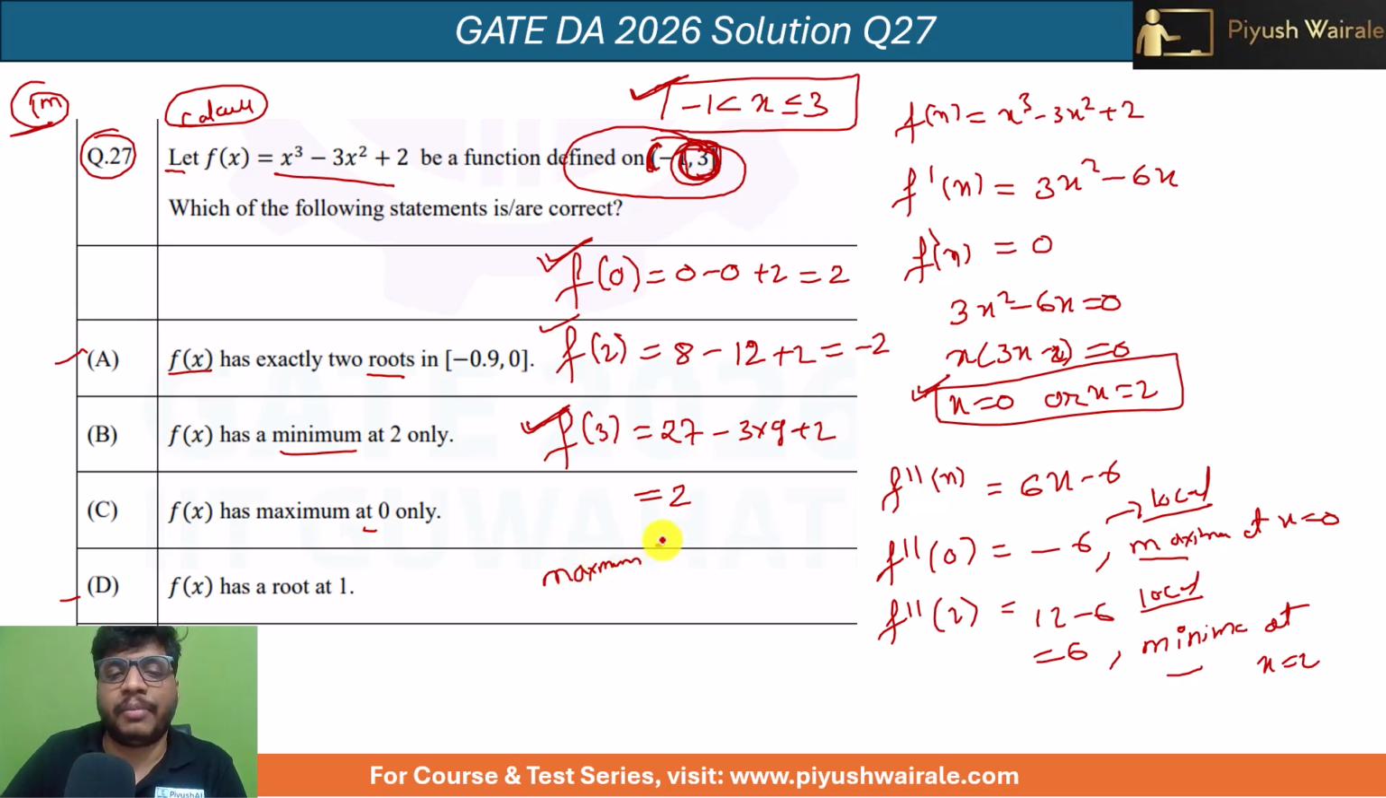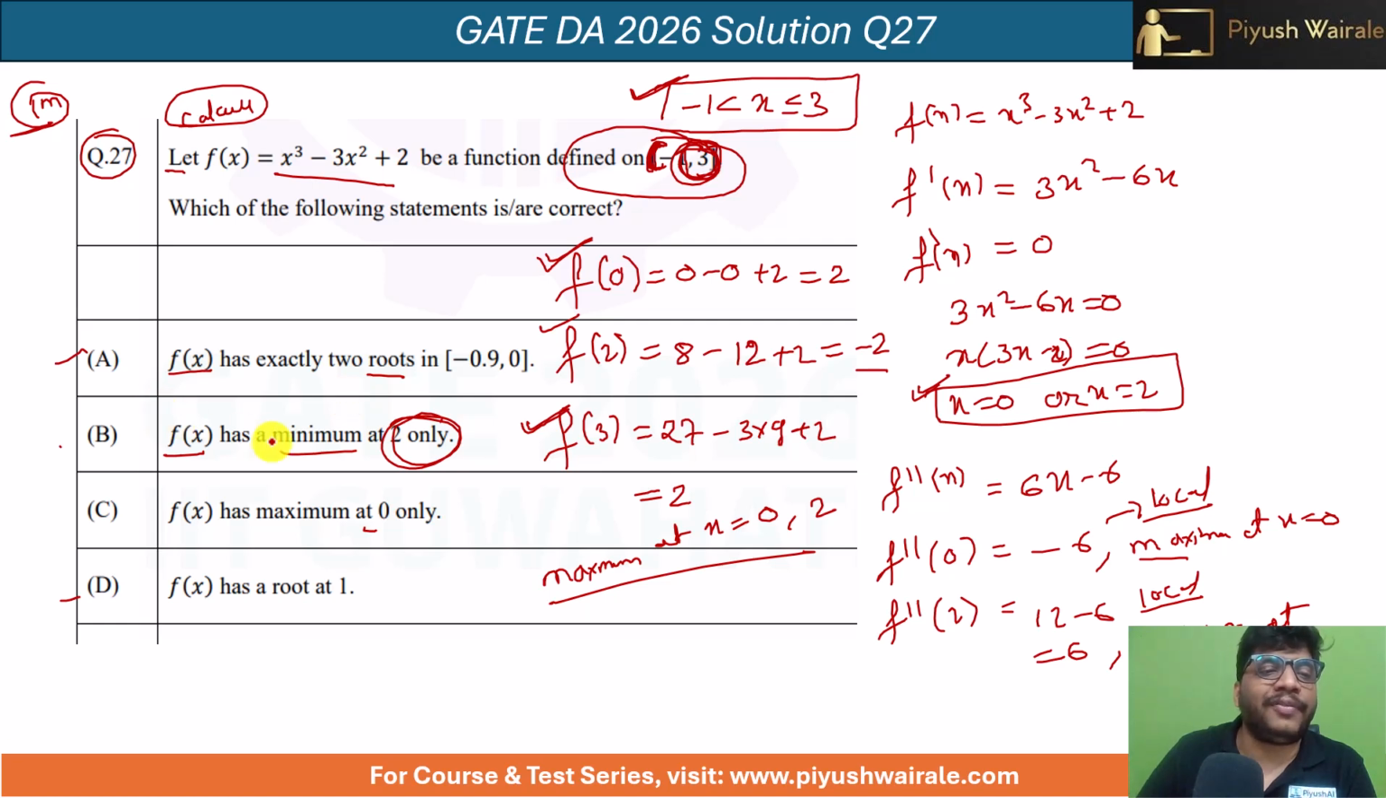So we have maximum at x equals to 0 and 3 here. What about minimum? Here we have f of 2, which is basically minus 2. But if you look at it, it is an open interval, so minus 1 we don't have to consider. So whatever option is given to us, f of x has a minimum at x equals to 2 only? Yes, only is the thing, right?